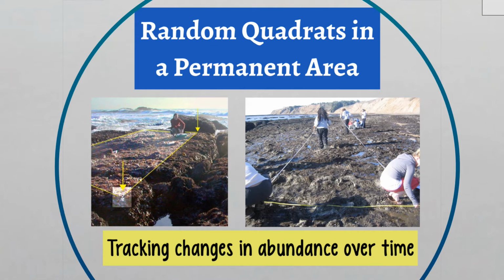Permanent areas using random samplings help scientists track changes in abundances over time. Scientists will treat a large flat area of the Rocky Intertidal like a coordinate plane, with an x and y axis, and put the quadrats down at random coordinates to estimate abundance and biodiversity for the whole area.